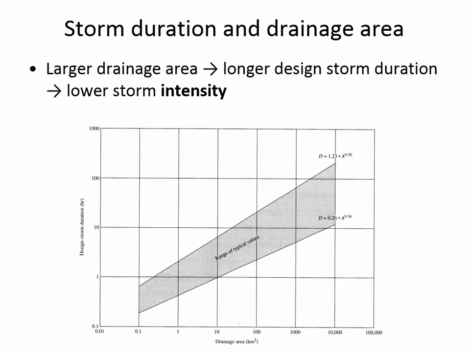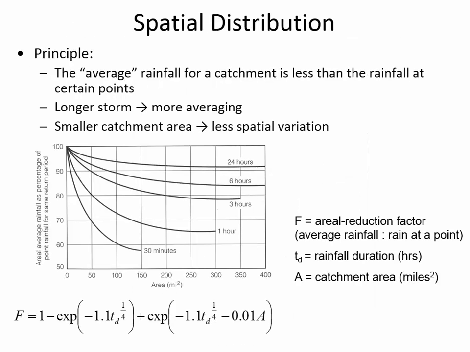And so this on the y-axis here is storm duration. And we'd expect short duration storms on a small watershed. And remember from the IDF curve, a short storm has a higher intensity. A storm that lasts for a long time, the average intensity is going to be lower.